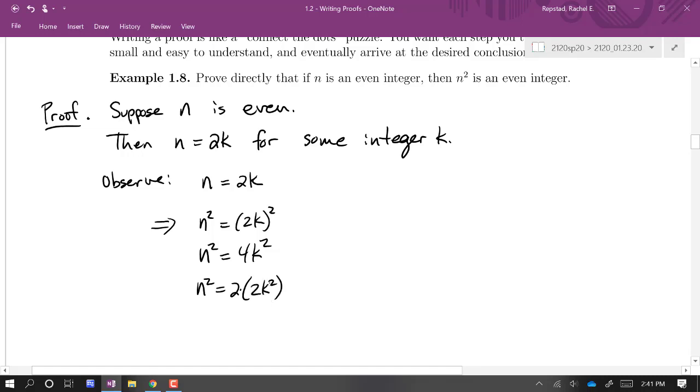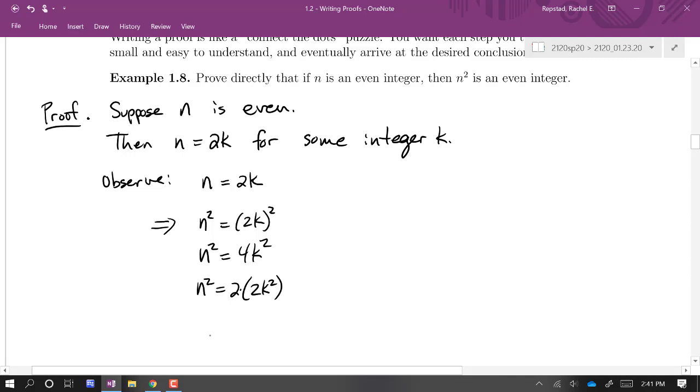The reason I wanted to pull out that factor of 2 is because the thing we know for free is, if something's even, then you can write it as 2 times some integer. And actually, that goes both ways. If something is 2 times some integer, then it's even also. Those are equivalent statements.